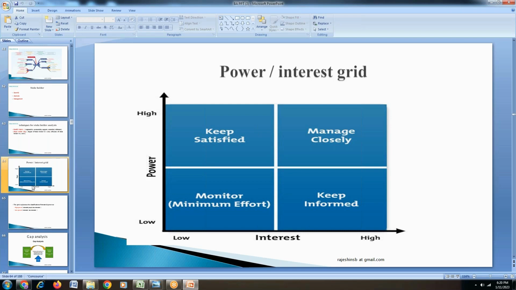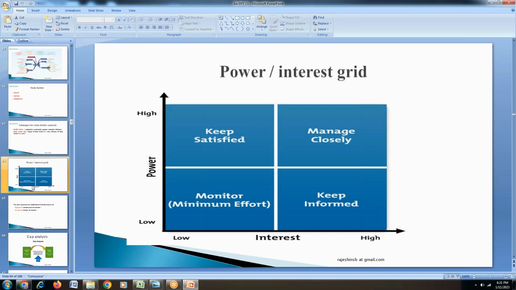Coming to the point, how do you identify the stakeholders? This is the question. If you want to identify the stakeholders, this is how stakeholder identification will be done by us. Usually there are two different things we use. This is what we call the power and interest grid. The power and interest grid is what we will be using.